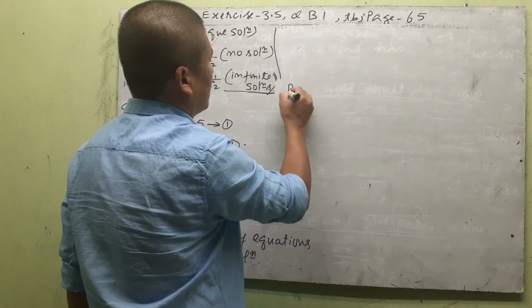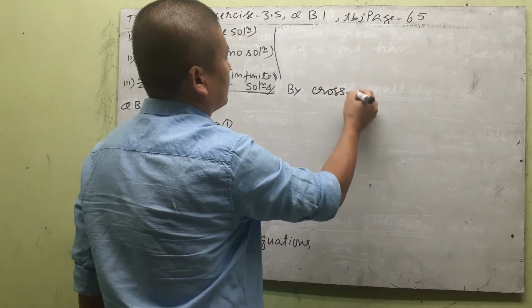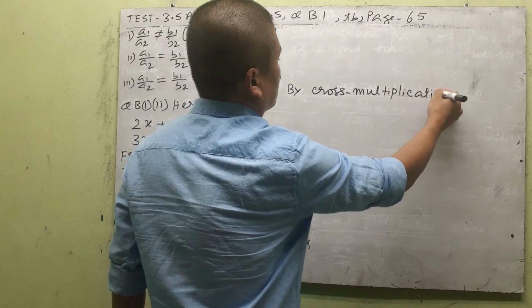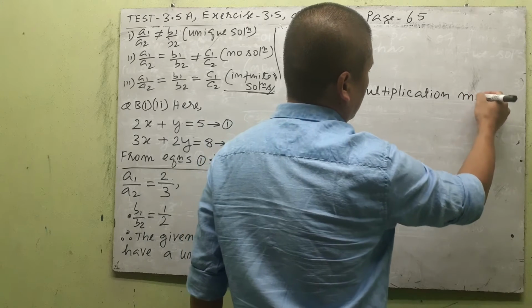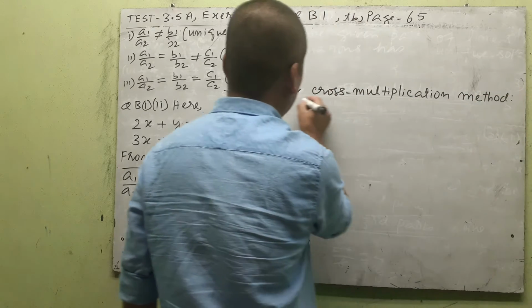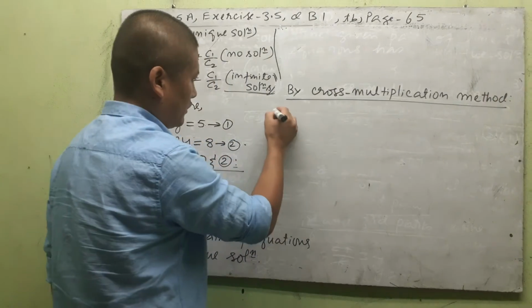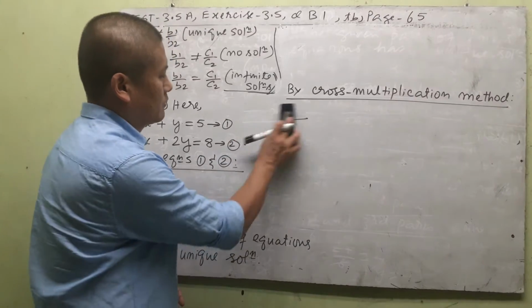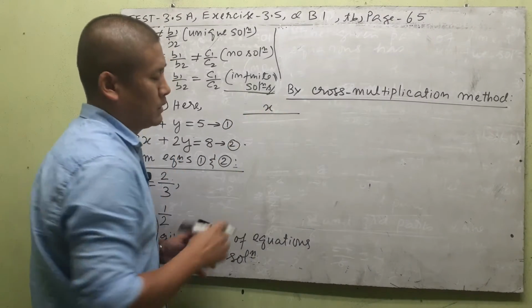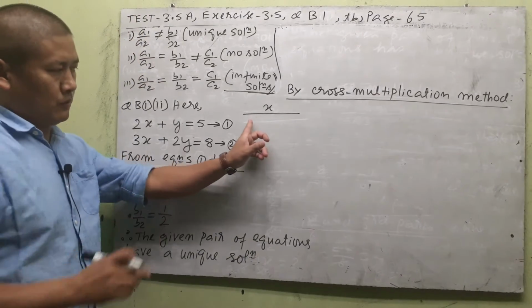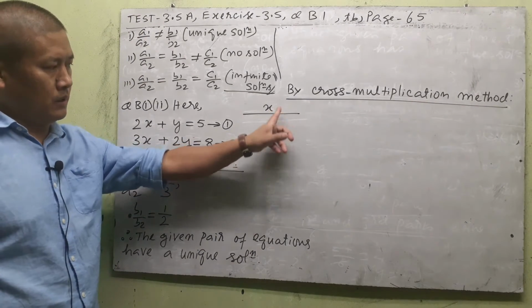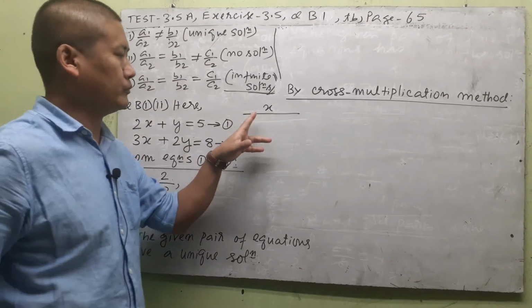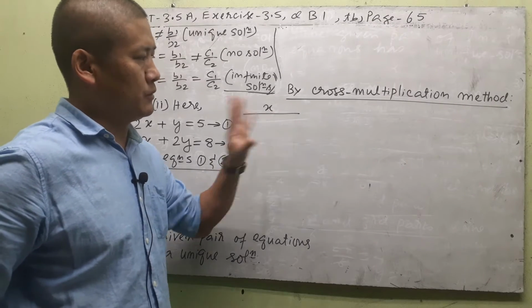So we can write here, by cross multiplication, okay, by cross multiplication method, now keep this in mind, okay, slowly. So here x divided by, in the first part of the cross multiplication method, we write x divided by, then remember it this way: bc minus bc, x by, in the denominator, bc minus bc. Just keep that in mind, okay, 4 or 5 times you can say it, bc minus bc.